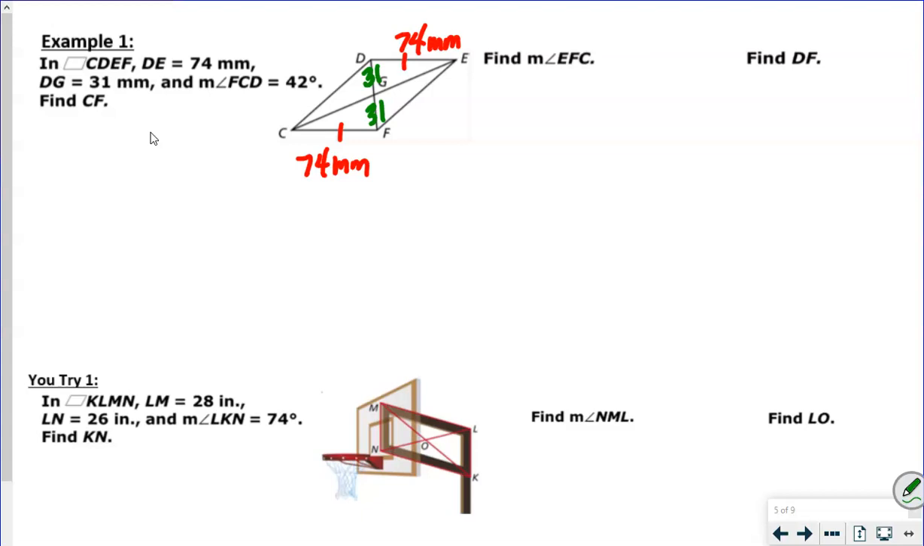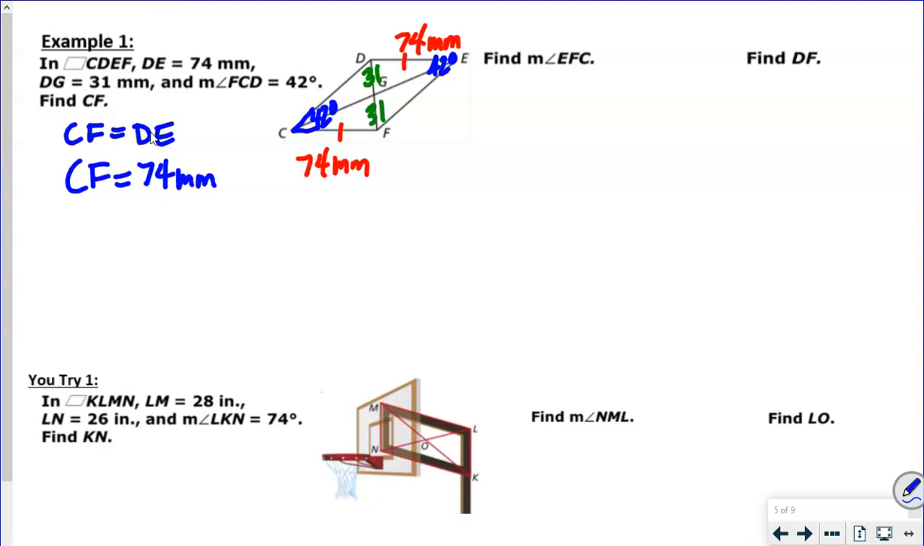Then it says FCD is 42 degrees. FCD is this angle over here, and it's telling us that this angle is 42 degrees, which means its opposite angle is 42 degrees up here. And we can find the angle CFE by subtracting 42 from 180, okay? So, or EFC, however we want to say it. All right, so it says find CF, okay? So CF is the opposite side. So we know that CF is equal to DE, right? They are opposite sides. So CF is equal to 74 because the opposite side is equal to 74, right?